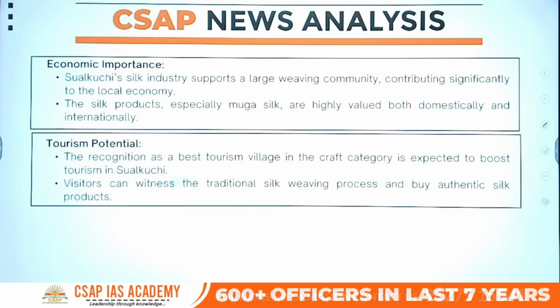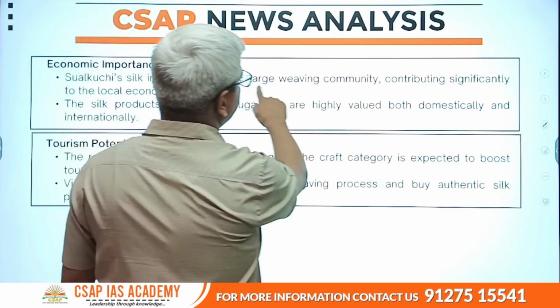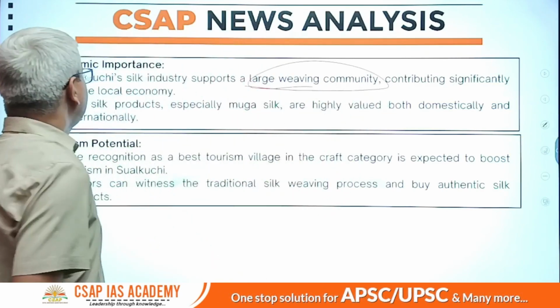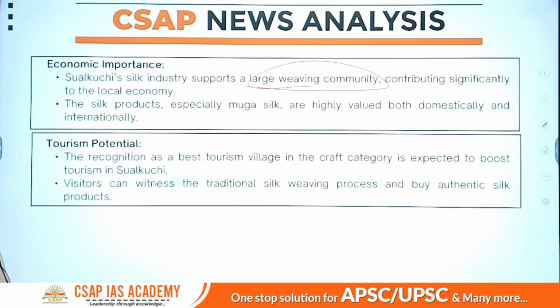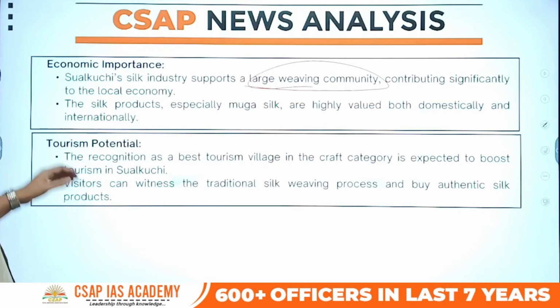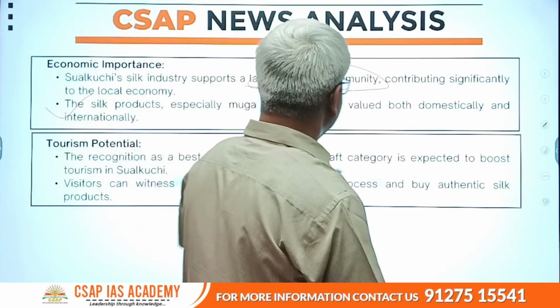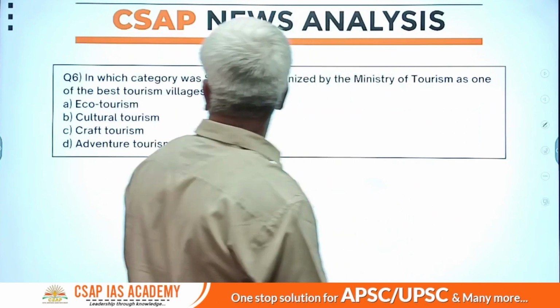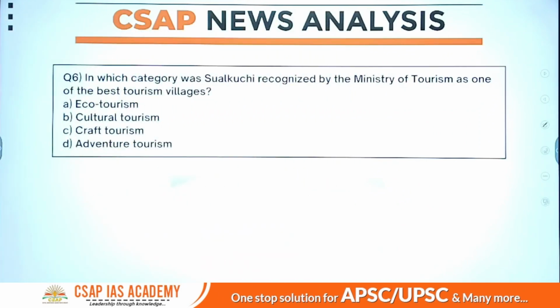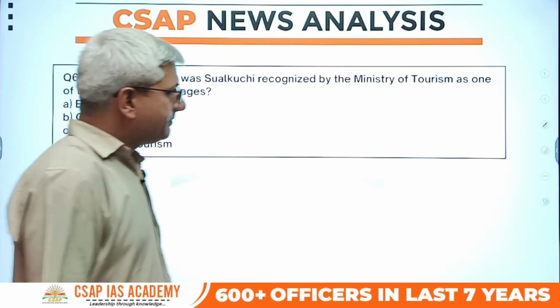Economic importance ki hai, Falkusik silk industry supports a large weaving community, contributing significantly to the local economy. The silk products, especially muga silk, are highly valued both domestically and internationally. Tourism potential: the recognition as a best tourism village in the craft category is expected to boost tourism. So you can just go through this. And in which category was Falkusik recognized by the Ministry of Tourism as one of the best tourism villages? So put your answer and put it in the comment box.